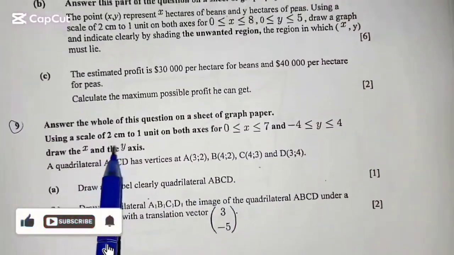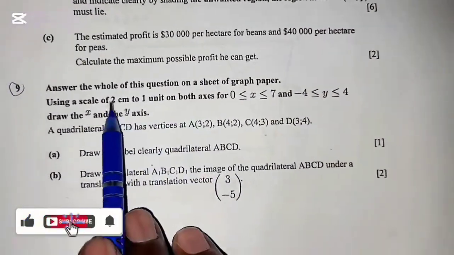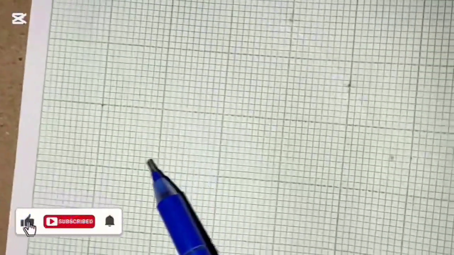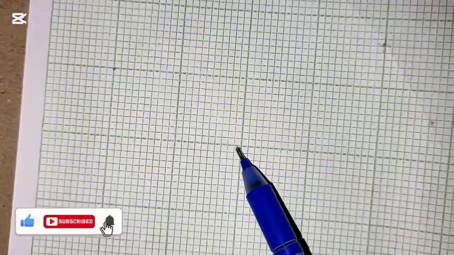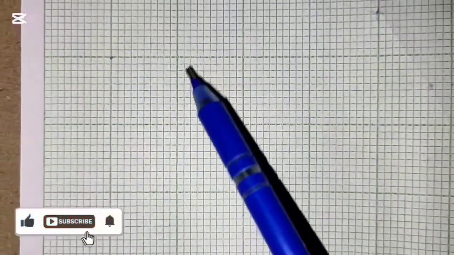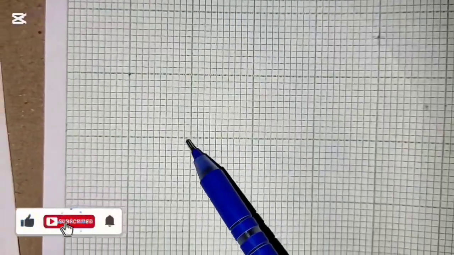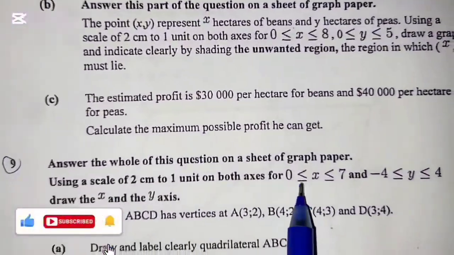Paper using a scale of 2 centimeters to 1 unit on both axes. So 2 centimeters to 1 unit. This box here, this graph here, from this point to this point, this point to this point is 2 centimeters. This point to this point is what? 2 centimeters. Are we together? So 2 centimeters represents 1 unit, like 0, 1, 2, 3, 4. Okay, so using a scale of, look at this one.